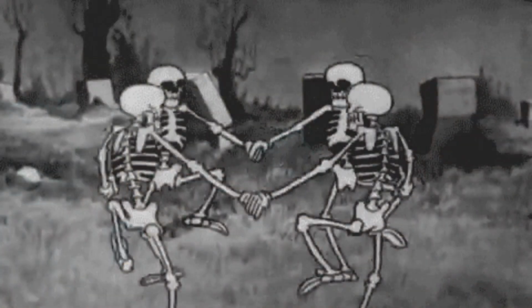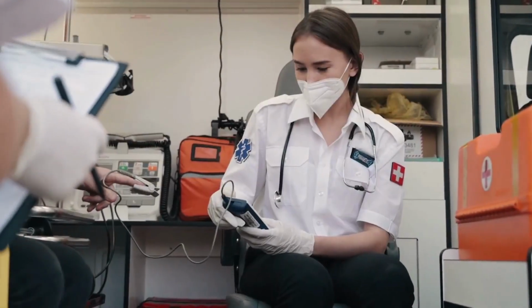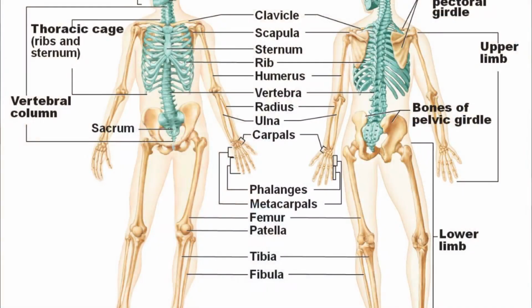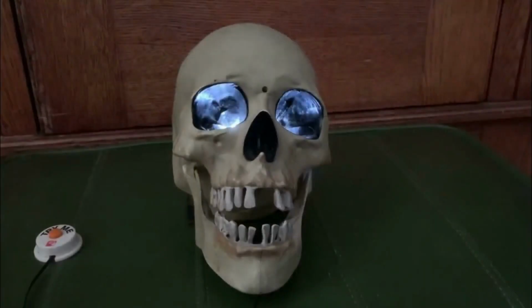The human skeletal system is an intricate framework of bones, cartilage, and ligaments that provide support, protection, and structure to the body. Here's a detailed overview from head to toe. First, we are talking about the skull.